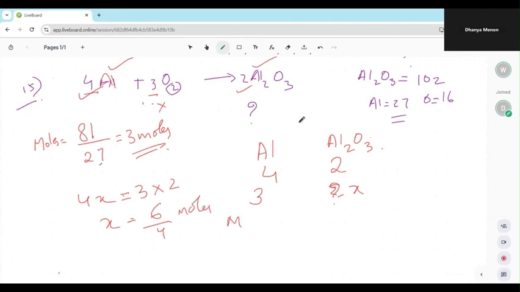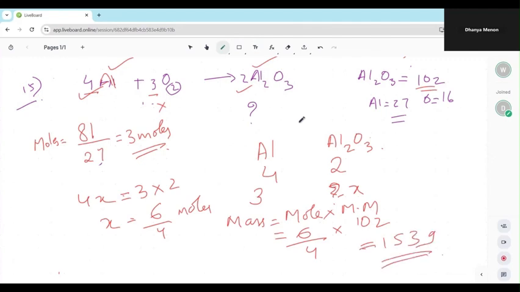How do you find out the mass? Mass is equal to moles times molar mass for aluminium oxide, which is already given to you. How many moles are there? Molar mass is given in the question, right? So you will get this as 153 grams. Okay, so this is how you find out. If you know the steps, you can just quickly do it. These steps you don't have to write, just quickly do it because you can save a lot of time.